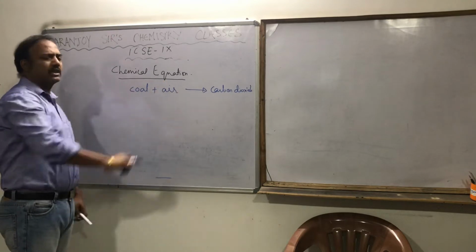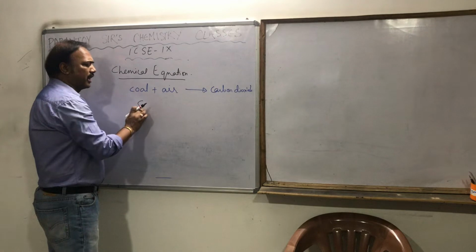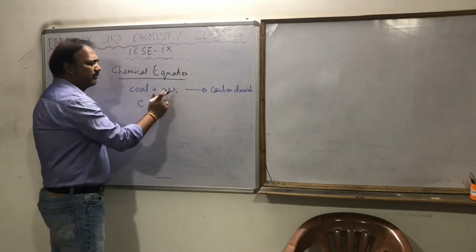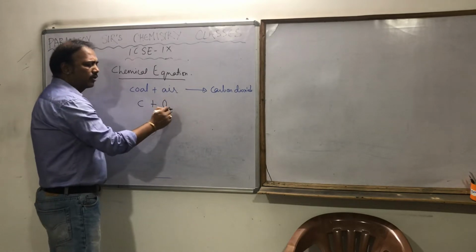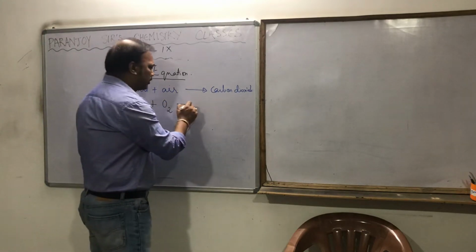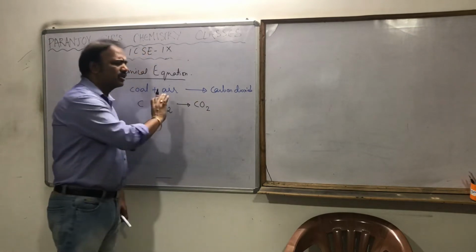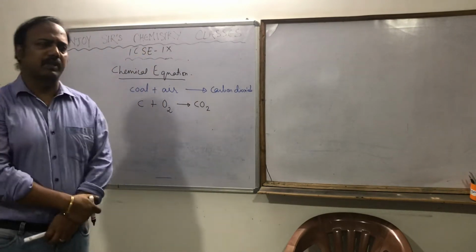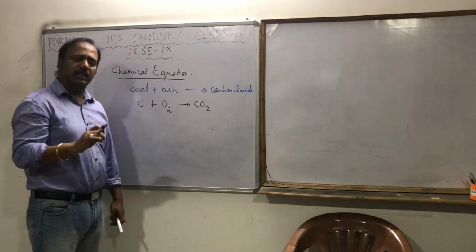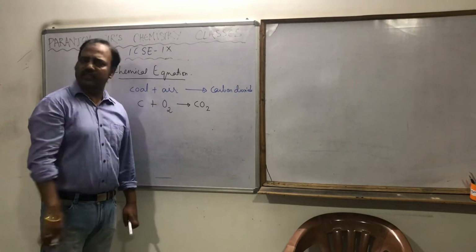The same reaction, how do we write here? We write it like this: C. In place of coal, we write C, which is nothing but carbon. Plus, in place of air, we write O2, because it's the oxygen of the air with which it is actually reacting. And we know the molecular formula of carbon dioxide, CO2, so we write that over here. So this is just a way of representing a chemical equation. A chemical equation is nothing but a symbolical way of representing the chemical changes.